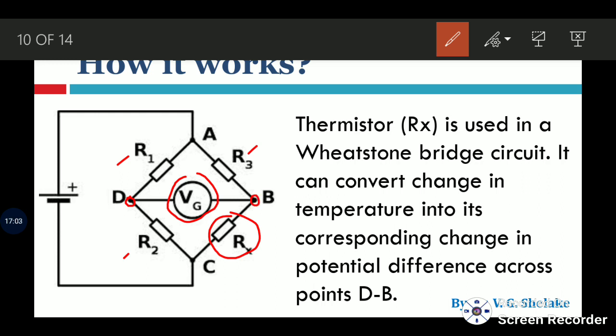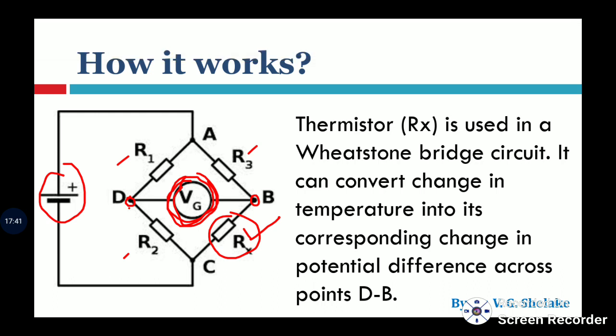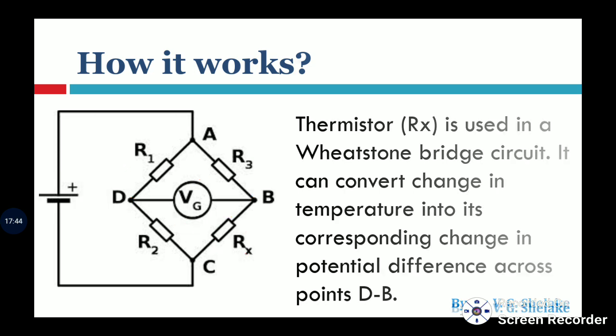If the bridge is unbalanced due to the change in temperature, meaning if there is a change in this resistor Rx, the bridge will get unbalanced and accordingly the potential difference will change, and that potential difference will be measured by using this meter. So this type of circuit is called a Wheatstone bridge circuit. It can convert a change in temperature into the corresponding change in potential difference, and this will be the battery used for this circuit. So that is just one of the applications of the thermistor for temperature compensation.